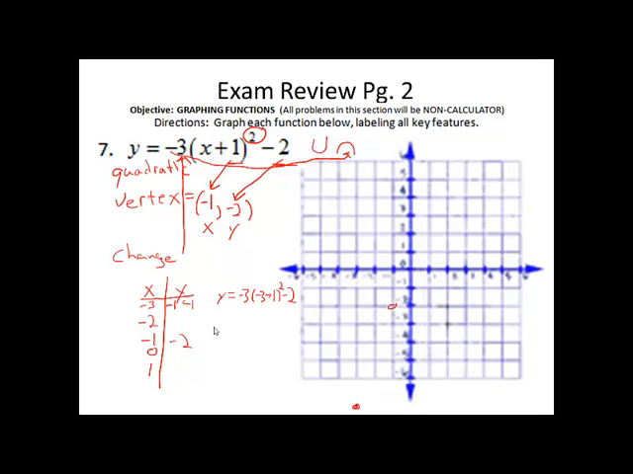So let's do -2. So we say y is equal to -3 times (-2 plus 1) squared minus 2. Now we put in the -2 plus 1, so that's going to be -1, and -1 squared, which is -1 times -1, is 1, times -3 is -3. -3 minus our 2 is -5.